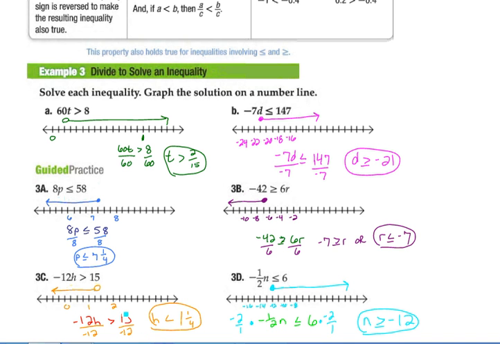Understanding how to set up a number line if we are dealing with fractions, try to make it as easy on yourself as possible. And I do understand some of these number lines are small, so I apologize for that. But the biggest thing about multiplying and dividing inequalities is that if you are multiplying or dividing by a negative, you have to switch that sign. With that in mind, go ahead and start working on the assignment for this section.